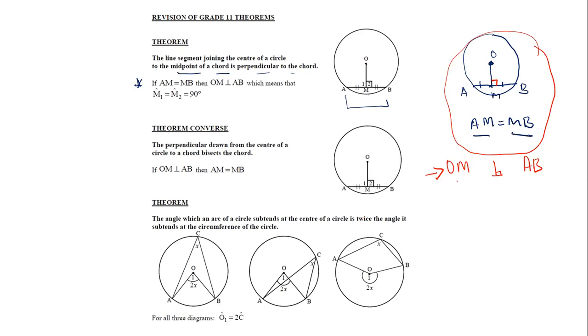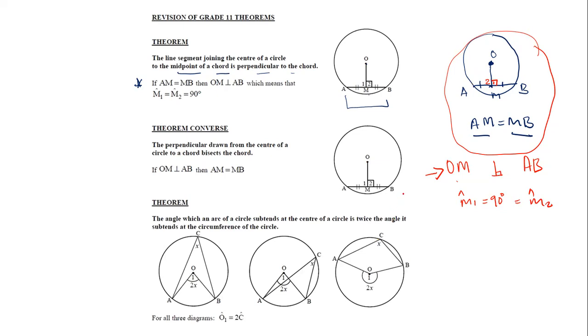Okay? So that means if OM is perpendicular to AB, this angle over here, I'll call angle M1, and then I'll call this angle M2. So angle M1 will be equal to 90 degrees, as will angle M2, if this is the case.